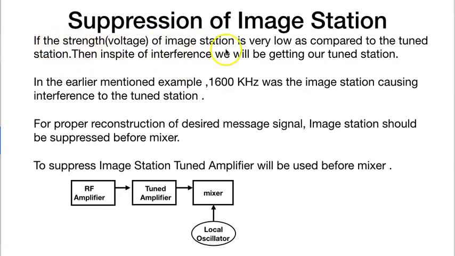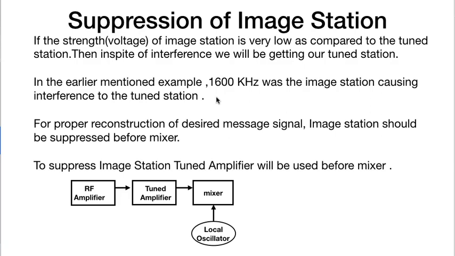If the strength voltage of the image station is very low compared to the tuned station, then in spite of interference we'll be getting our tuned station. Okay. Now in this, the very first line tells you how it is being done. In the earlier method, 16 kHz was the image station causing interference to the tuned station. For proper reconstruction of the desired message signal, the image station should be suppressed before the mixer.